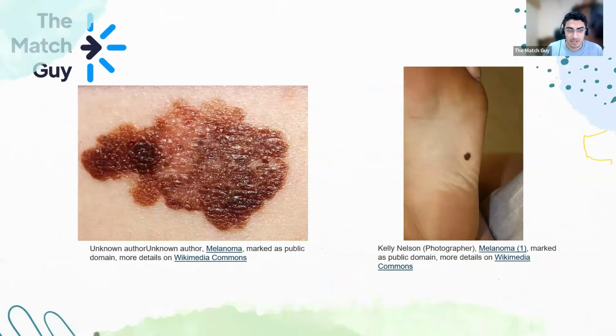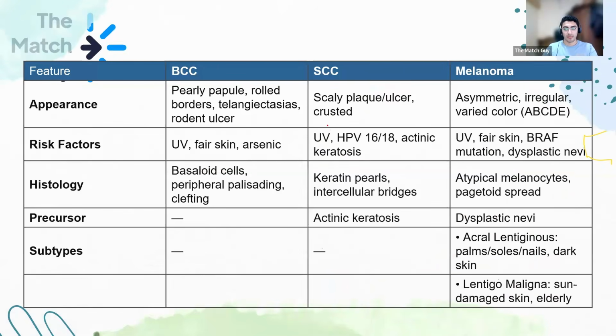All right, so this is how melanoma looks: lots of colors with an irregular border. And this is the acral lentiginous, a melanoma in the palms and soles in a dark-skinned population. All right, this is a table differentiating between basal cell carcinoma, squamous cell carcinoma, and melanoma. In melanoma, guys, another risk factor is the BRAF V600 mutation. Okay, BRAF V600 mutation could also be a risk factor for melanoma.